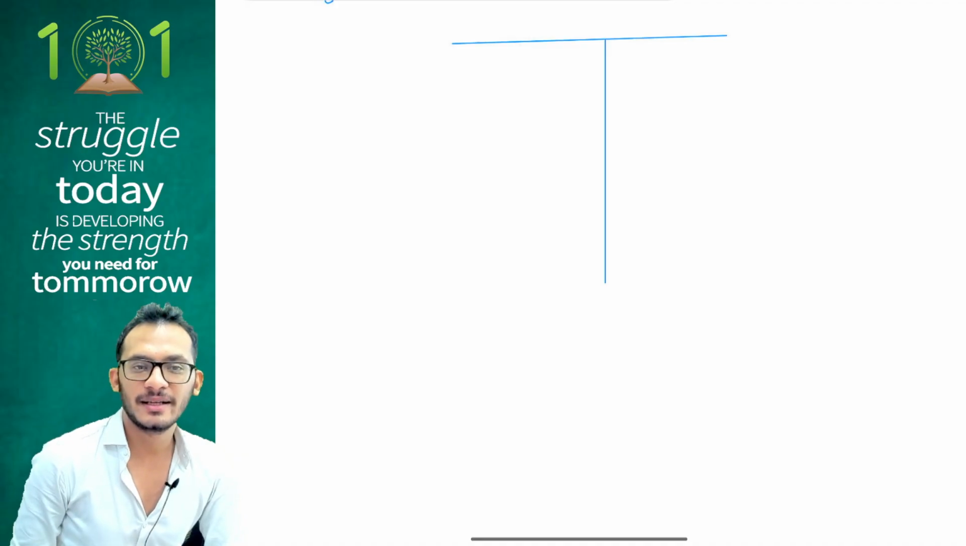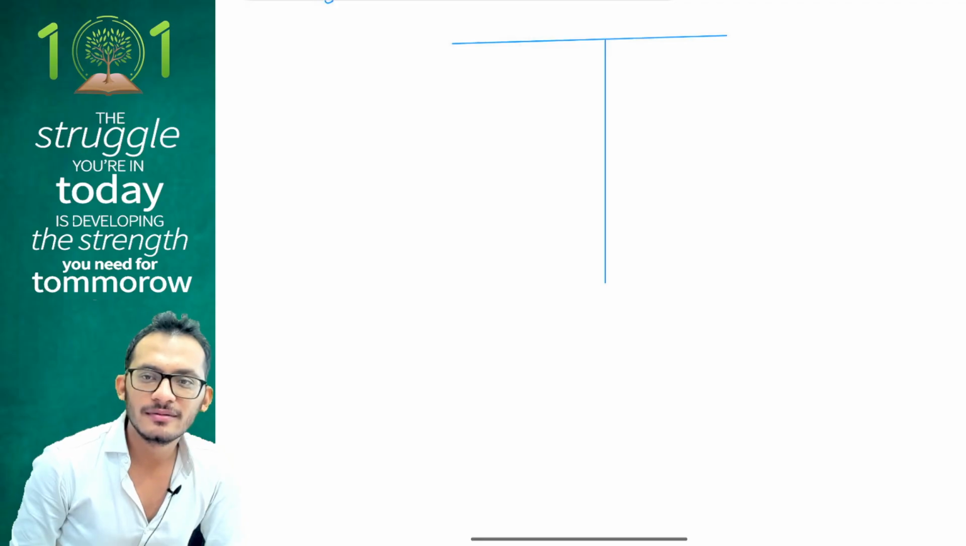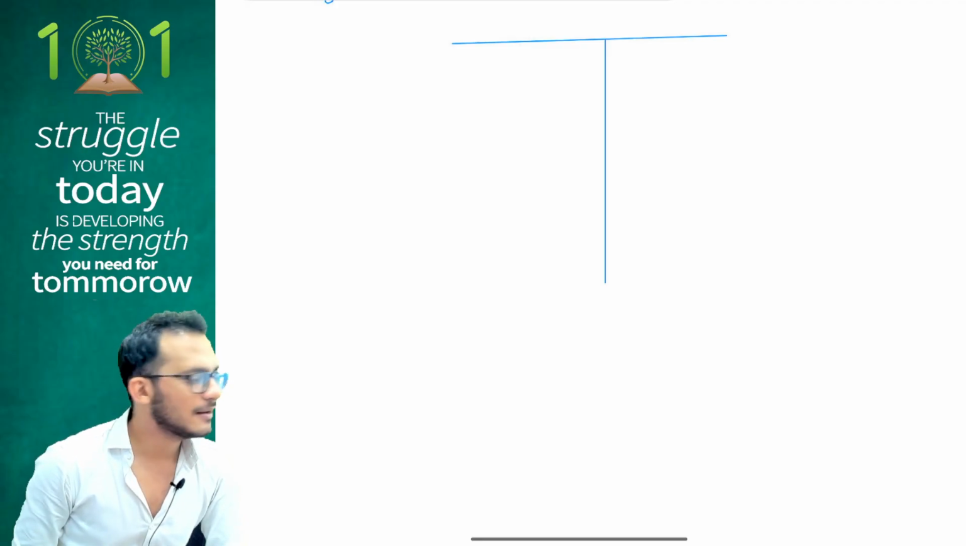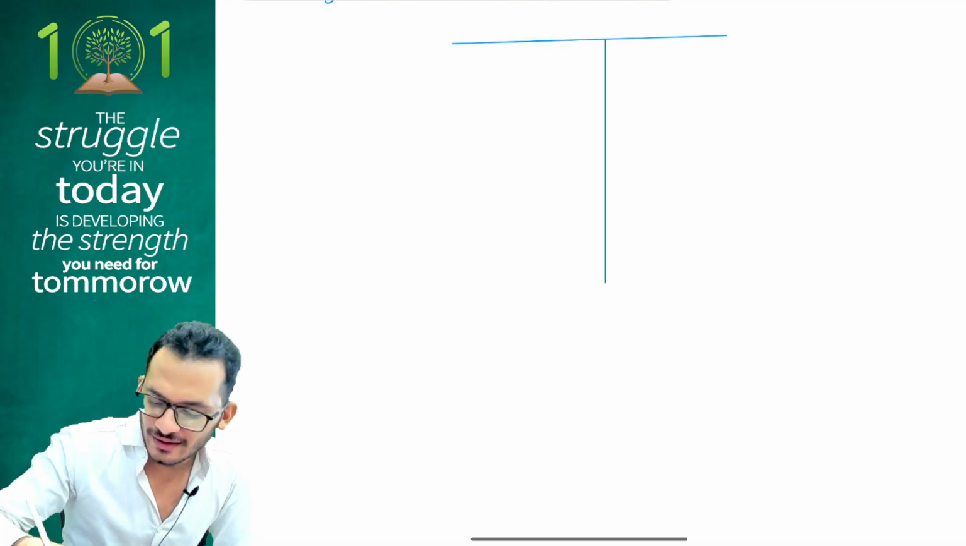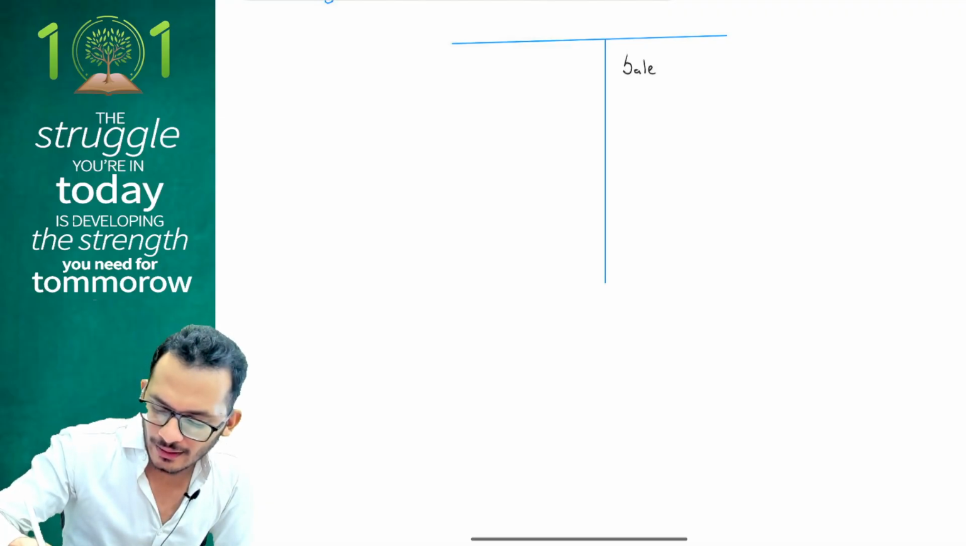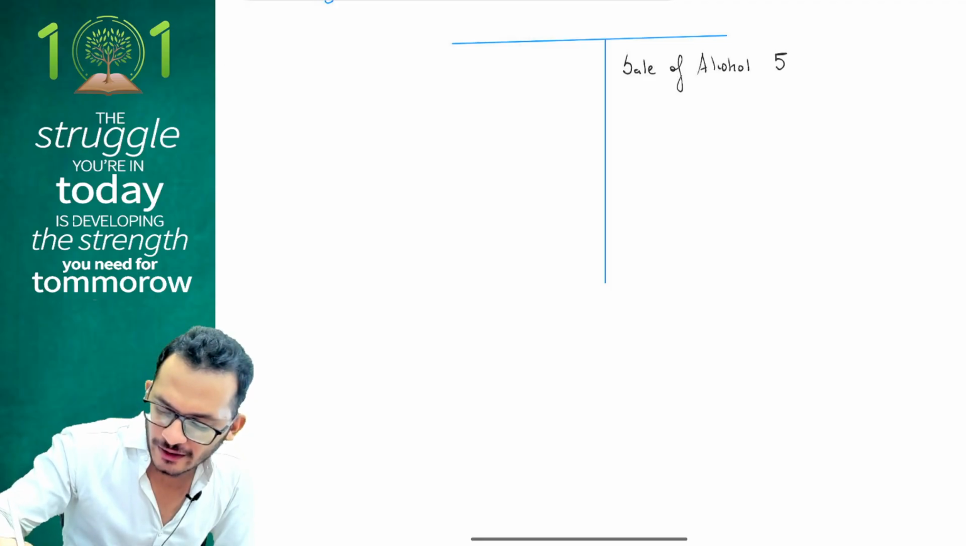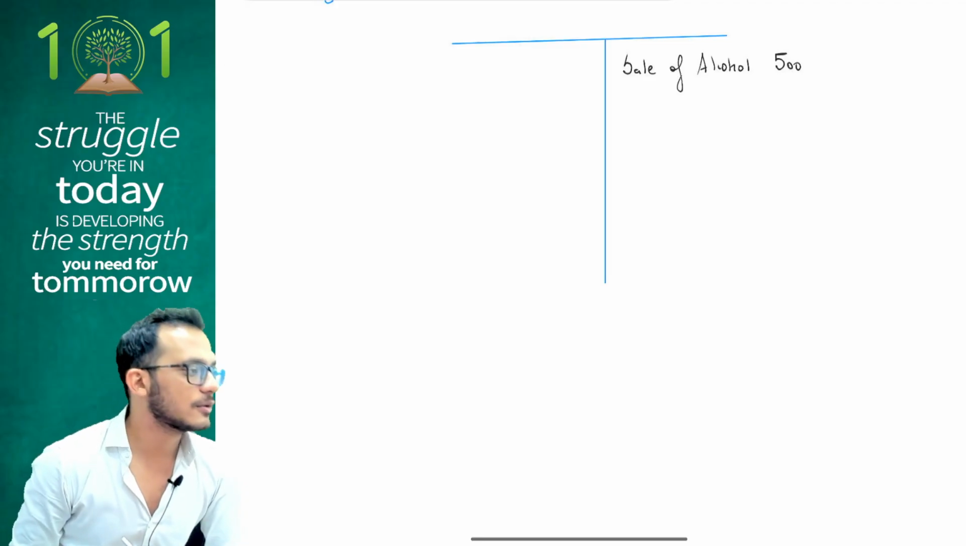Yes, what all will be there in income? Sale of... I will sell sugarcane. Whom am I selling to? Yes, I'm going to sell alcohol. Let's assume I'm going to sell this for 500 crores. 500 crores. Next.